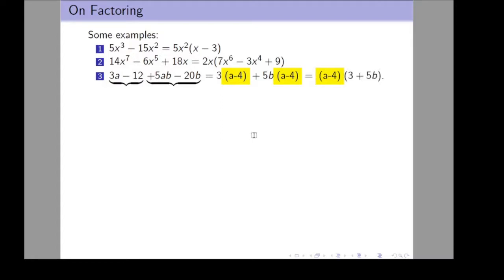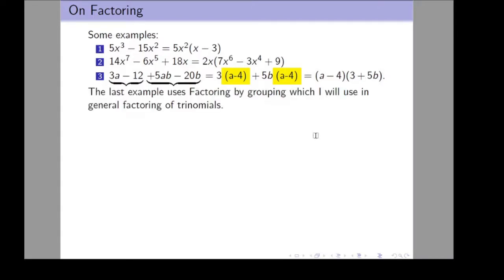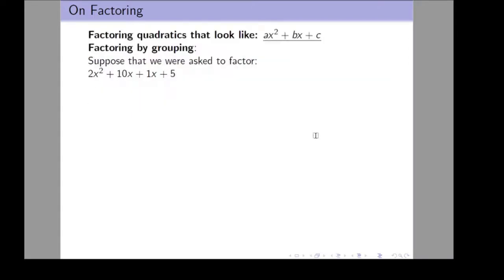I'm going to bring that out to the front. And what I would be left with, if I get rid of this a minus 4 from each of the terms, is a 3 and a 5b. And that's going to be what's left inside the parentheses. So my overall result here is a minus 4 times the quantity 3 plus 5b. So that's going to be something I will use in my method for factoring trinomials. But let's look at another example where we're going to factor by grouping.